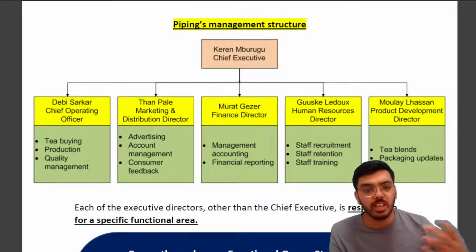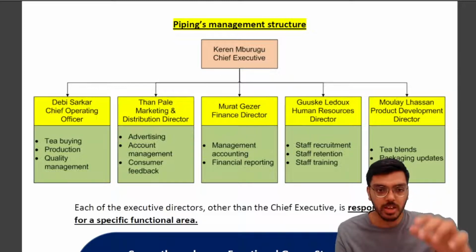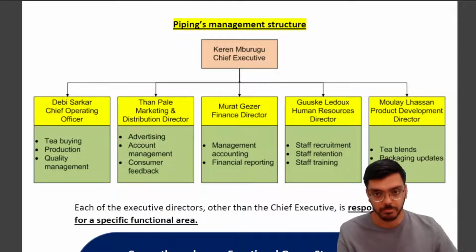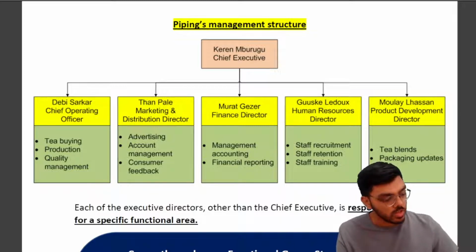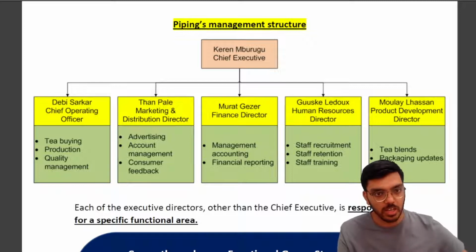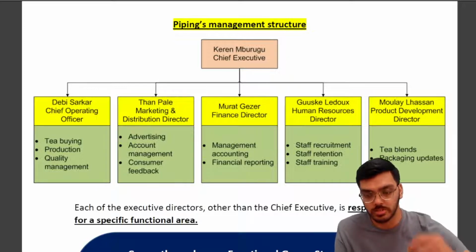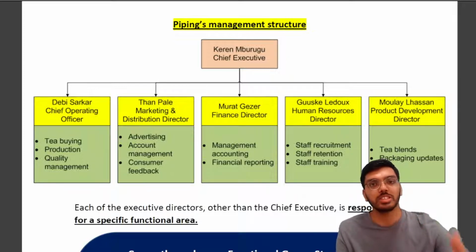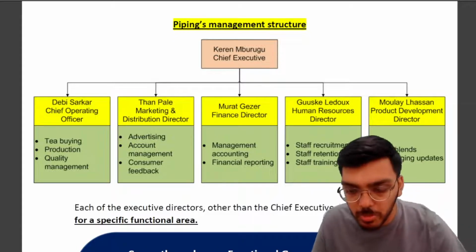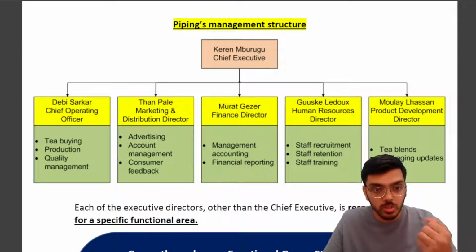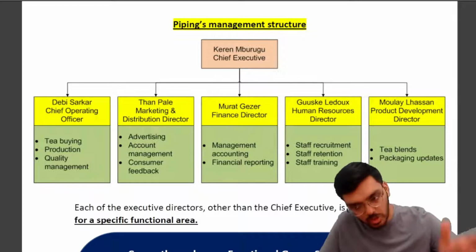For example, let's say in your exam they ask you any question about marketing. When you start your answer or when you're ending your answer, just add in a line saying, let's speak to Than Pale because he is the marketing and distribution director. He will have the knowledge and the experience needed to decide on which direction to go in. Whenever you're writing anything about marketing or distribution, you can use his name. Start your answer by it or end your answer by it.